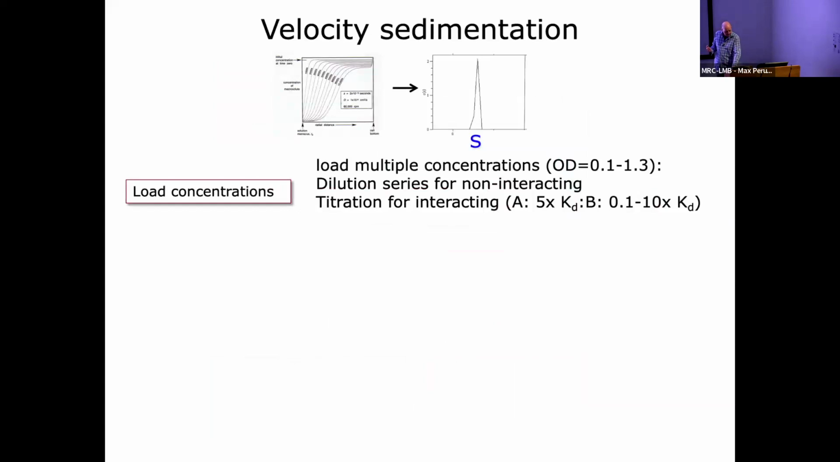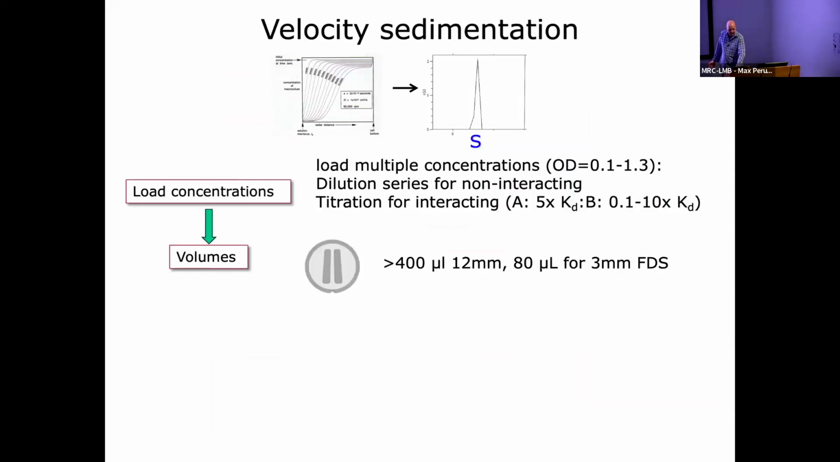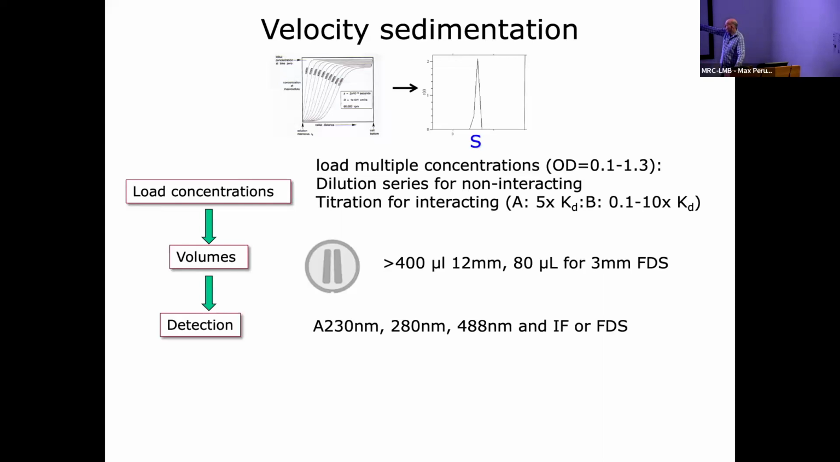Okay, so how much sample do you need? Ideally, if you're looking at absorbance, you need something that's going to absorb nicely, so between 0.1 and 1.3 absorbance units at 280. Do a dilution series if you're looking for interactions. For the volumes, for the two sector cell with these 12 millimeter sectors, it's 400 microliters. For fluorescence detection, we can go down to 3 millimeter, and you only need about 80 to 90 microliters. Besides absorbance, you can also do interference or fluorescence detection.